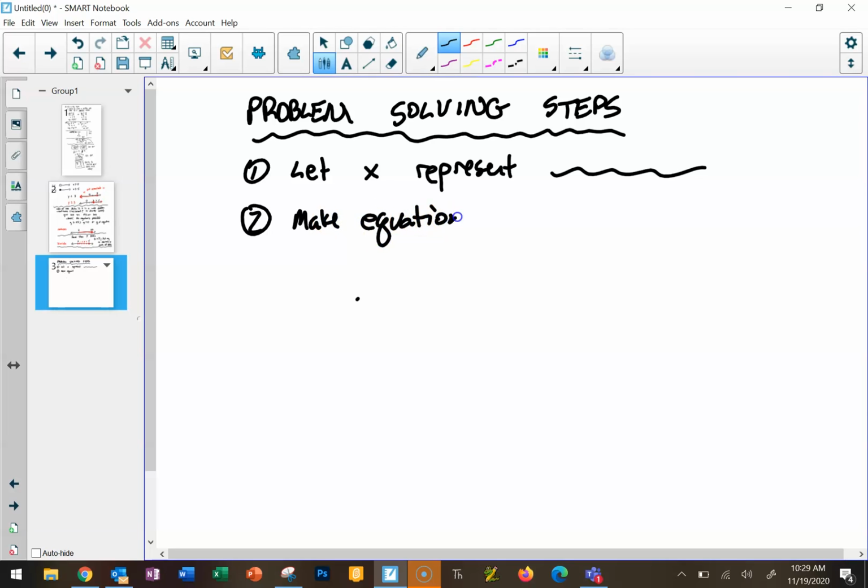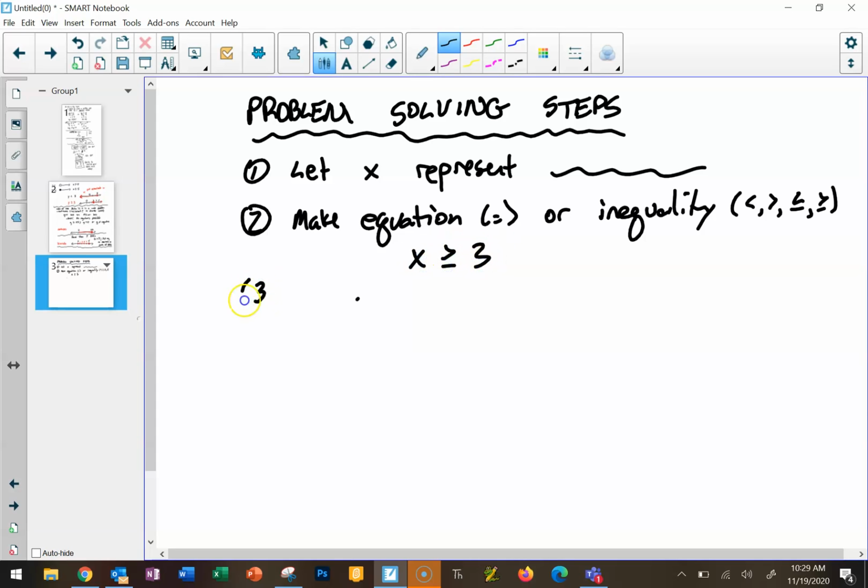Then you make your equation if it's an equal sign, or inequality if it is going to be less than, greater than, less than or equal to, or greater than or equal to. So the second step is you just make your equation, or your inequality. Let's make this an inequality. Let's say 5x is greater than or equal to 30.